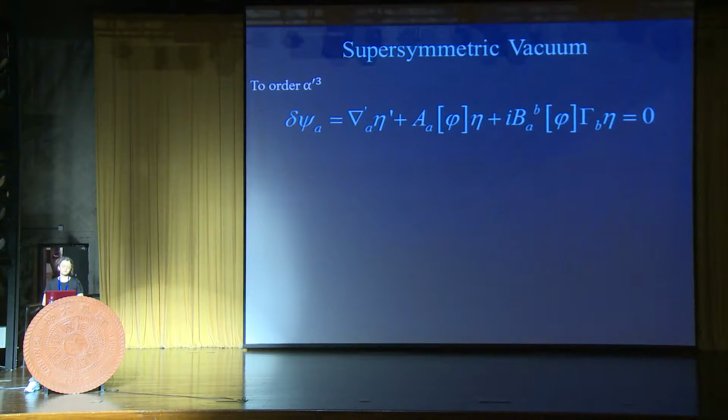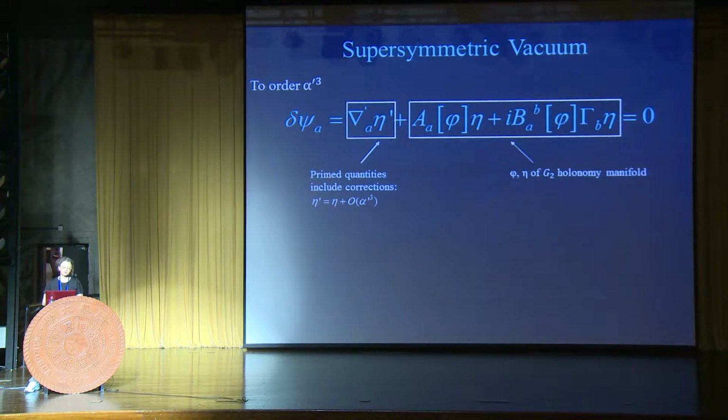Now, so let's look for a supersymmetric vacuum. So we want to solve for the order alpha prime cubed of this equation, and I'm going to be careful on putting primes onto objects that are corrected. For example, the spinor is corrected, it receives an alpha prime cubed correction, while in this expression here, phi and eta are those of the G2 holonomy manifold. Now, we look for a supersymmetric vacuum, so then we set this equal to 0.